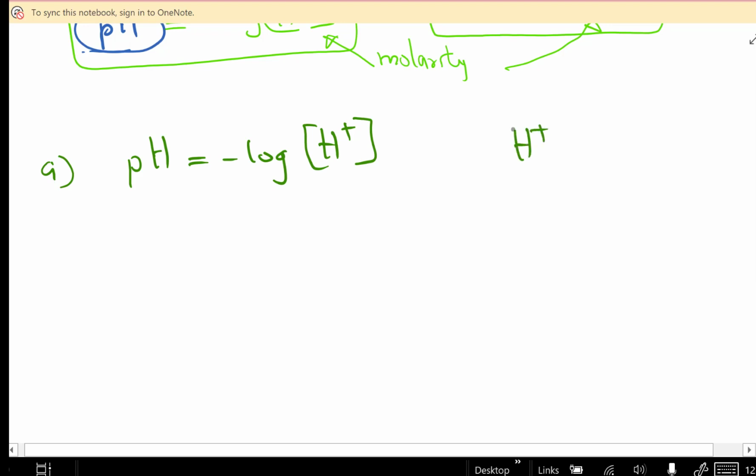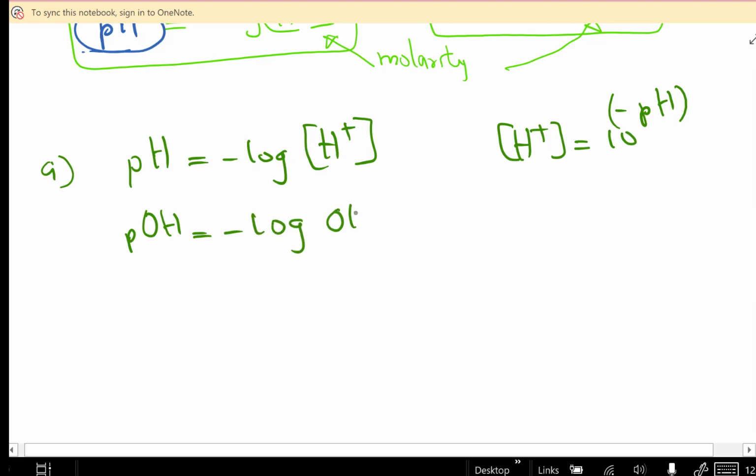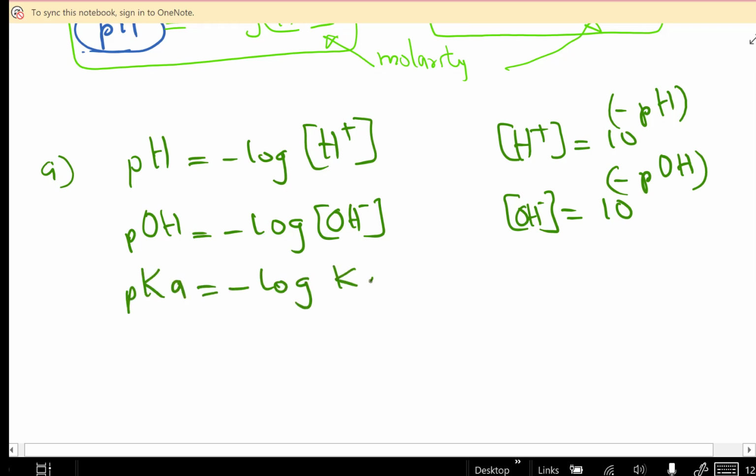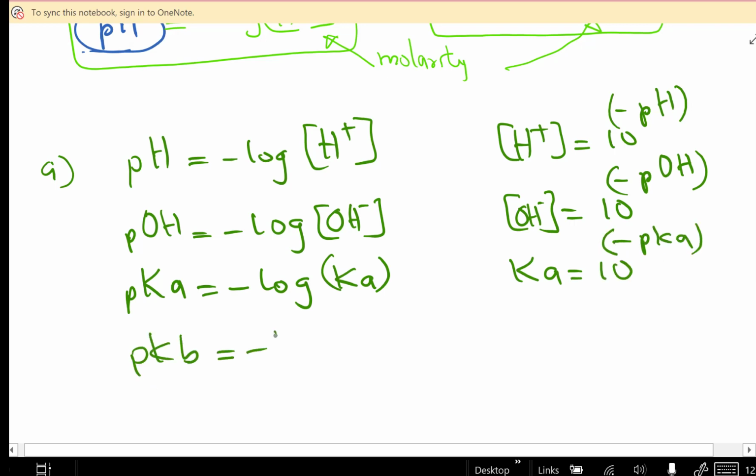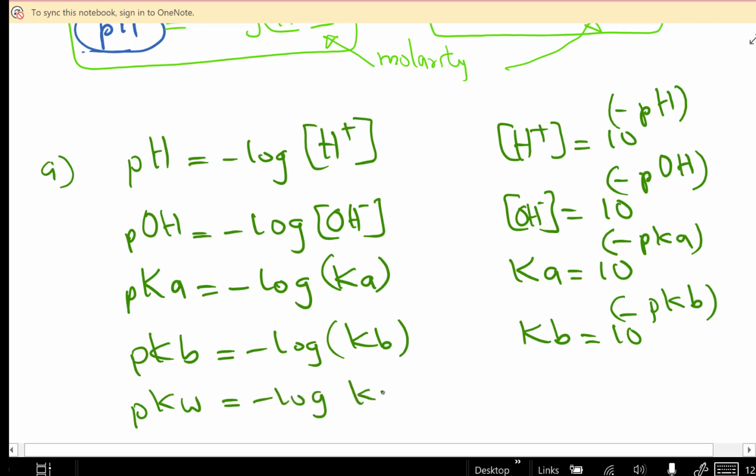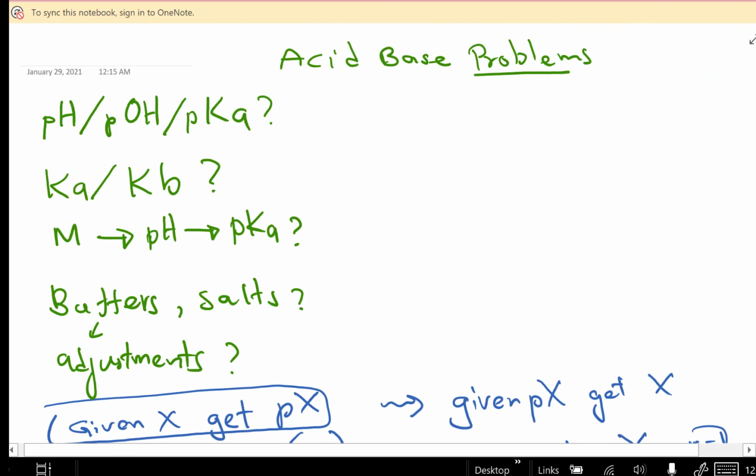Now, also it's good to know these formulas. pH is minus log H plus, and the H plus is 10 to the power of minus pH. And pOH is minus log OH minus. The OH minus is 10 to the power of minus pOH. Likewise, pKa, Ka is 10 to the minus pKa, and Kb can be given from 10 to the minus pKb. So the brackets are important in using the calculator. Also, for the water, Kw is 10 to the minus pKw, right? So the last two are not very common, but if you know it, it's easier, right?